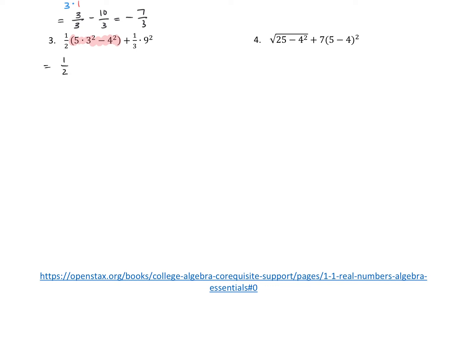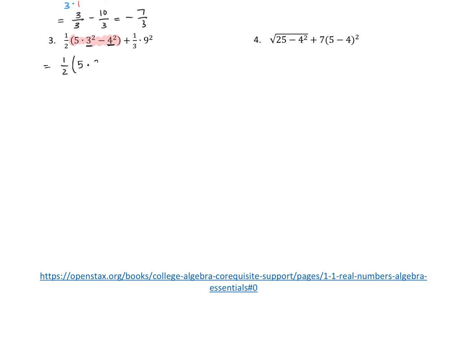I'm going to bring down the 1/2. Inside the parentheses, I have 2 different exponents. Remember, exponents come first. Don't make the mistake of multiplying 5 times 3 first. Even though it looks like you could do that, you can't. You've got to do the exponents first. So we're going to bring down the 5.